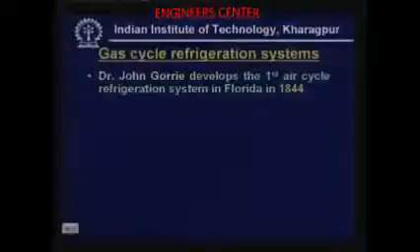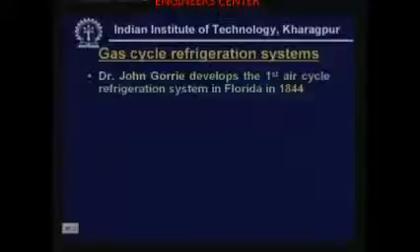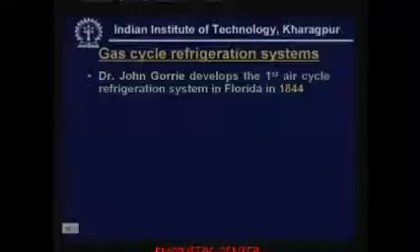Let us look at some of the developments. The first gas cycle refrigerant system was developed by John Gorrie in 1844. Actually, John Gorrie was not a scientist, but a doctor. Not a scientist means he was not a mechanical engineer or a refrigeration engineer, but he was a doctor, and while treating his patients suffering from fever, he was in need of large quantities of ice, and he had difficulty in getting ice using any of the natural methods.